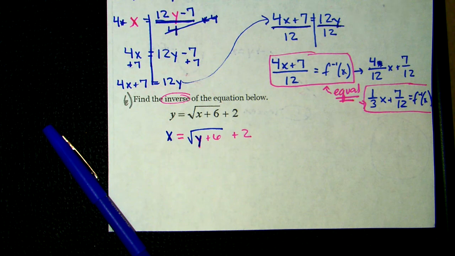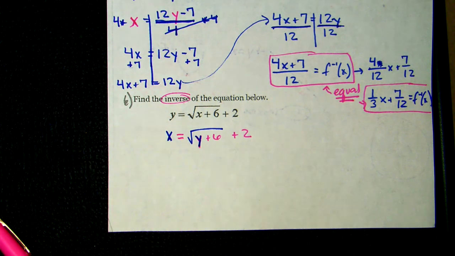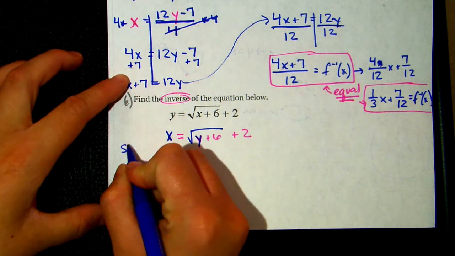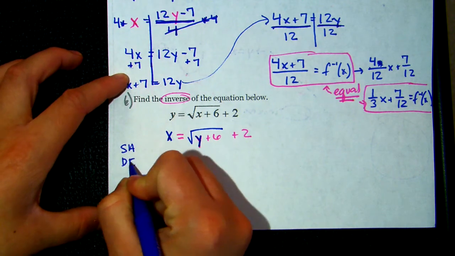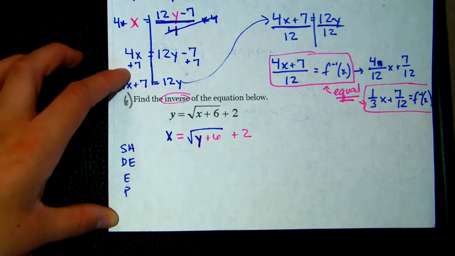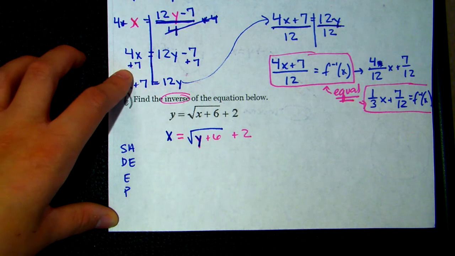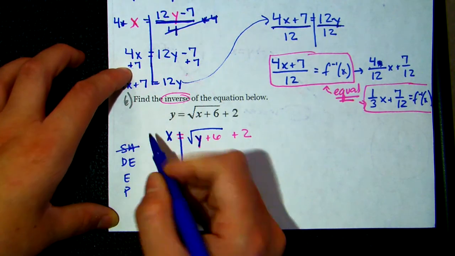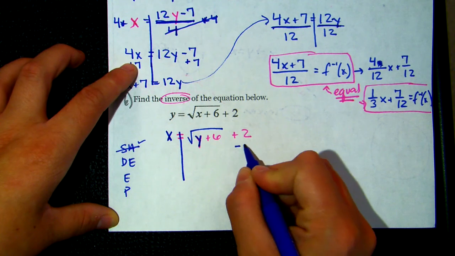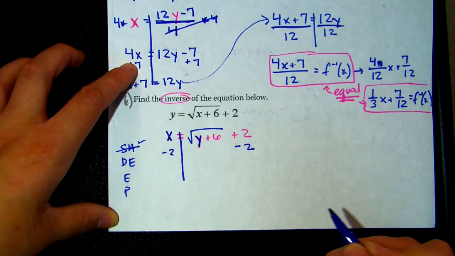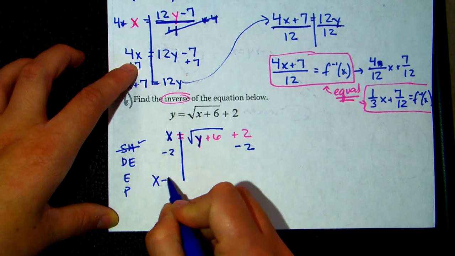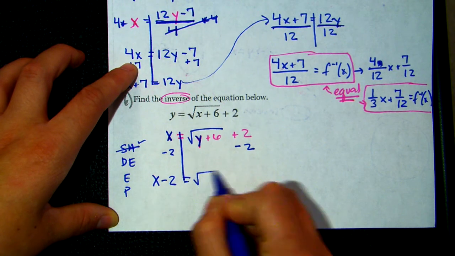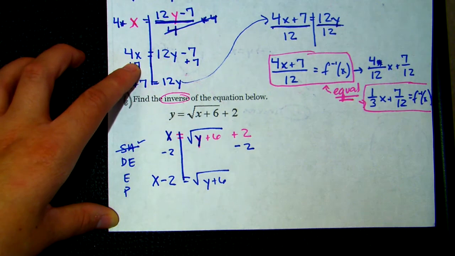Now this one's a little bit trickier with our reverse order of operations. So again, I'm going to write reverse order of operations here first. Now, the first thing I see is addition or subtraction. So the first thing I'm going to move is that positive 2. I'm going to cancel it out with a negative 2. That's going to give me x minus 2 is equal to the square root of y plus 6.